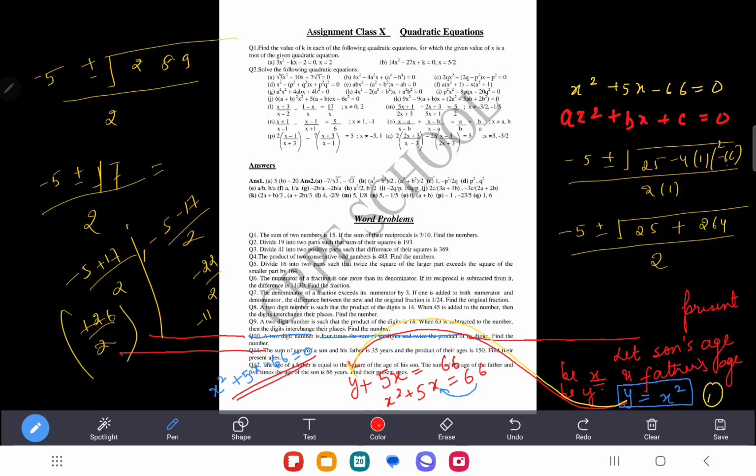This means the x value is 6. And who was x? x was the son's age. So if the son's age was 6, the father's age was 6 square. That was 36, and that's the answer. Are you understanding my point?